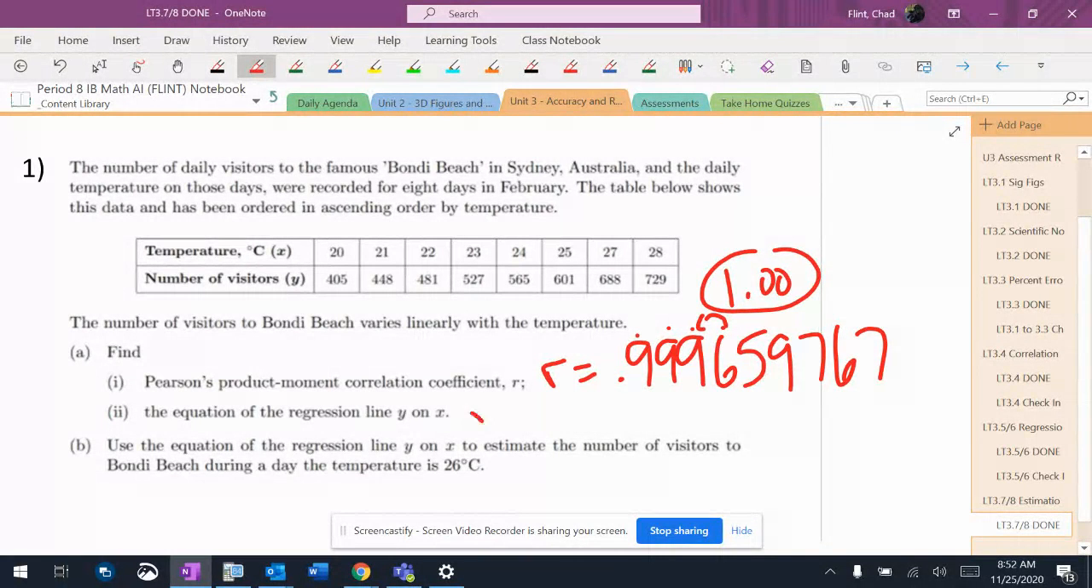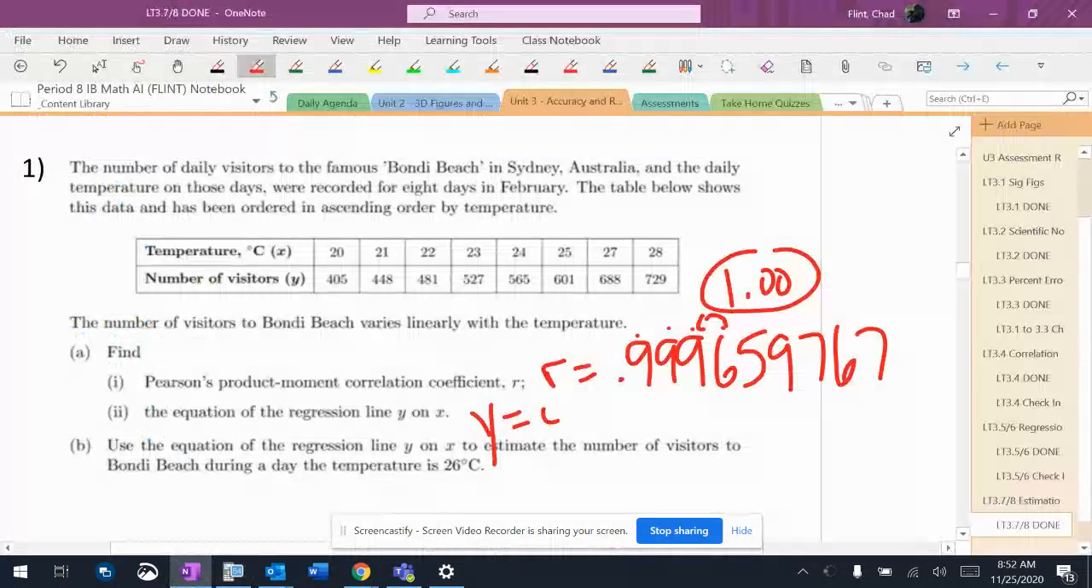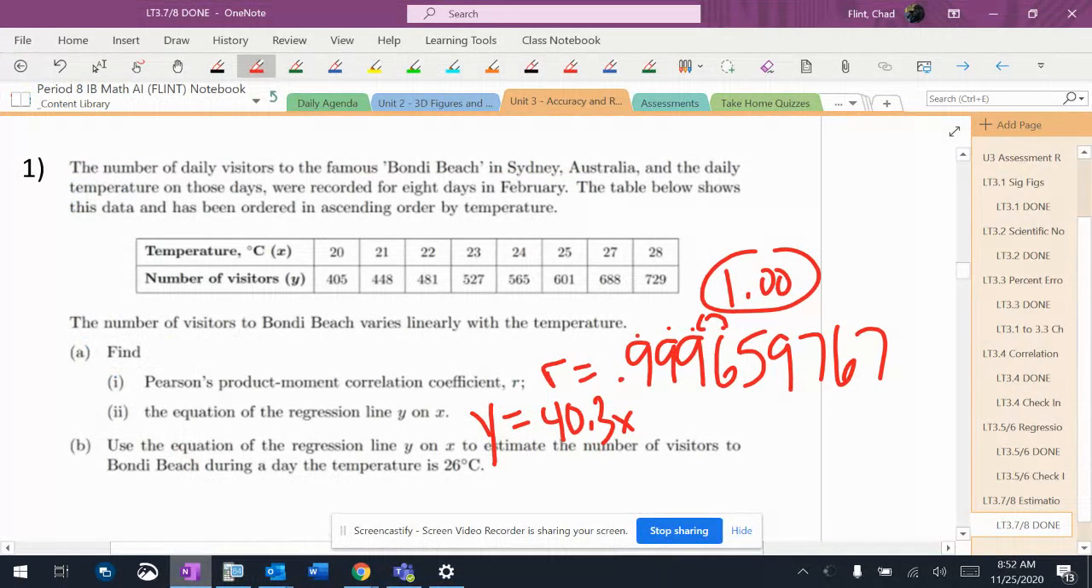Linear regression equation, y equals 40.3x minus 403. Again, 3 significant figures. So minus 403. Okay, so there's my regression equation.